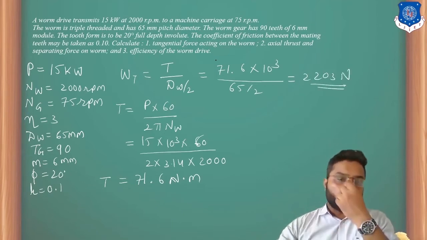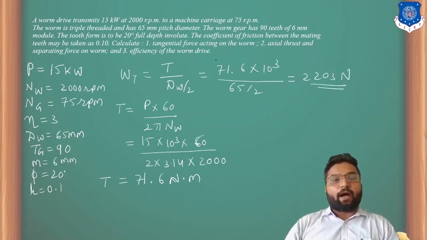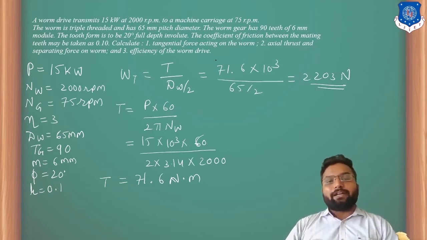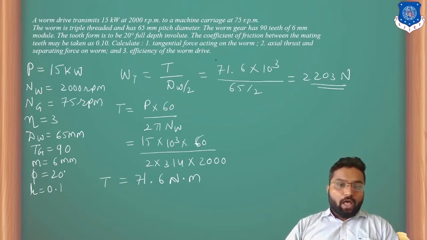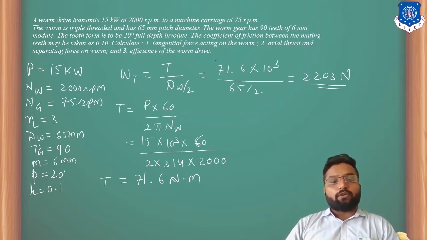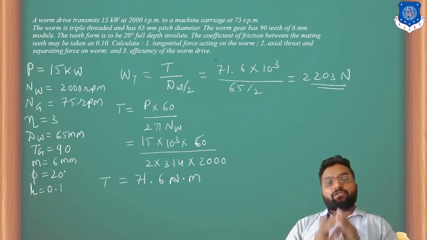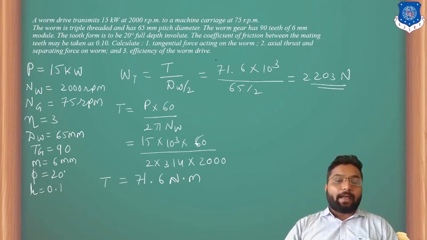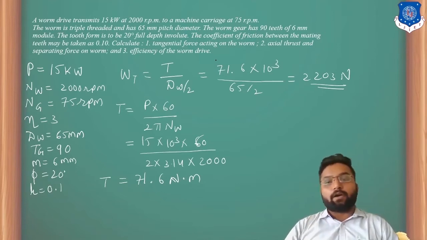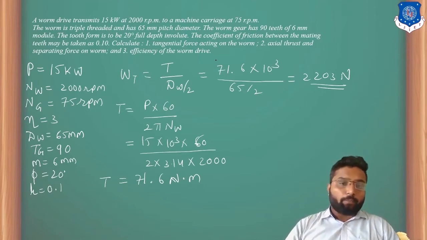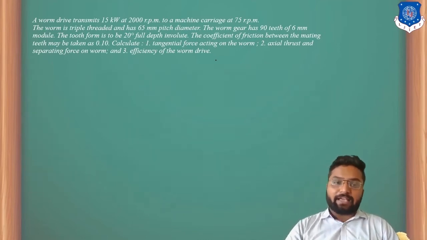So our thrust force here, which is also called the tangential force, is 2203 newtons. I hope you understand this aspect very well. This WT does not depend on the strength of your gear, but on your capacity to transfer power. I hope you understand this point. Let's have the next point.